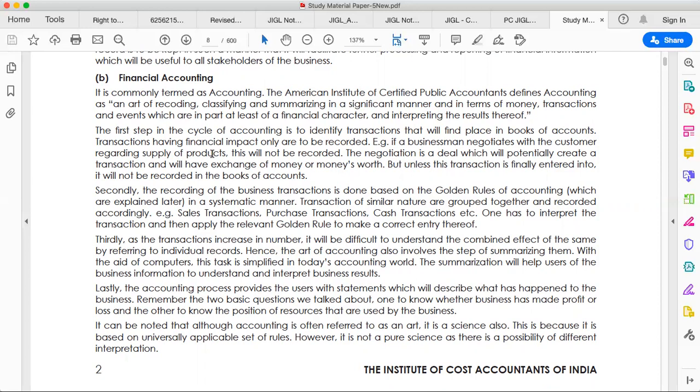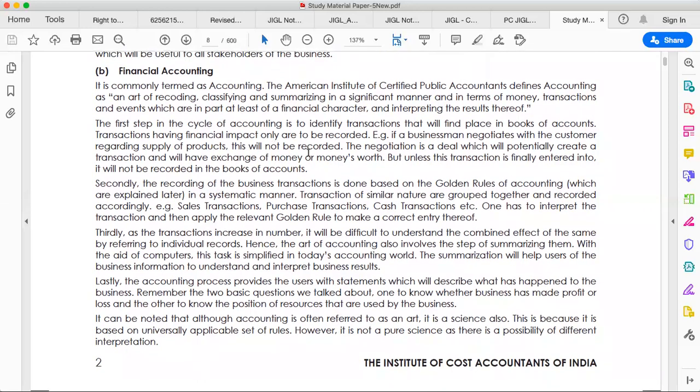Transactions having financial impact only are to be recorded. So in bookkeeping also, only transactions which have some financial impact will be recorded. In financial accounting also, only financial transactions will be recorded. For example, a businessman negotiates with a customer regarding supply of products. This will not be recorded, as only bargaining is going on. When will it be recorded? When there is some actual purchase or sale.